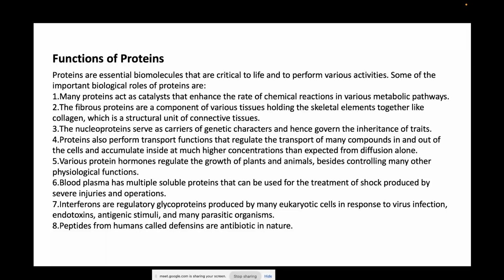Proteins serve as carriers of genetic characters and hence govern inheritance of traits. This is also a very important class of proteins, which are present inside the nucleus. These can be transcription factors, which go and bind to the DNA and tell the DNA to transcribe itself, and so on and so forth. So these are another form of inheritance, which regulate different forms of inheritance of traits depending on gene regulation.